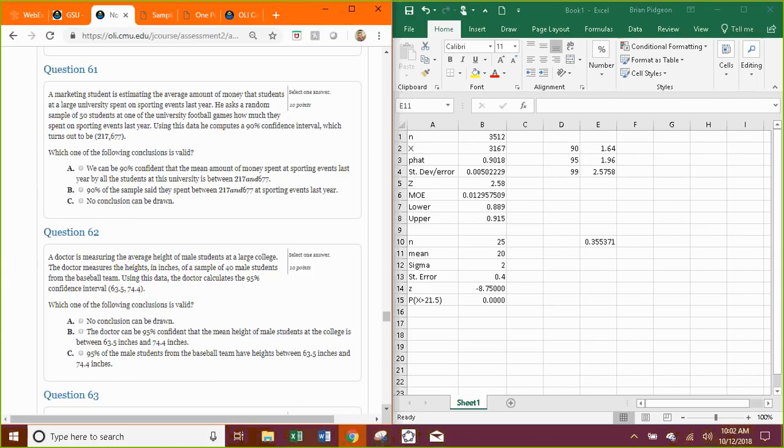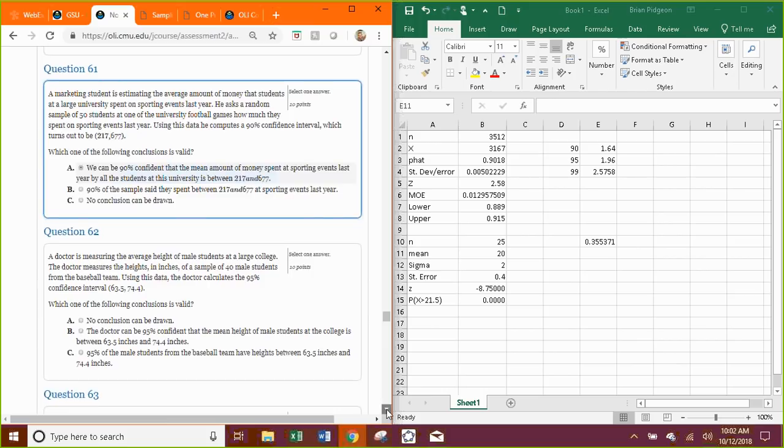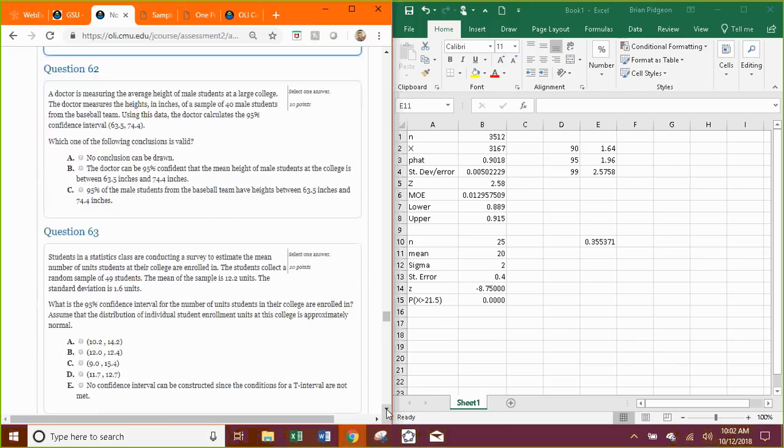Which of the following conclusions is valid? We can be 90% confident that the mean amount of money spent at sporting events last year by the students at the university is in that interval; 90% of the sample said; or no conclusions can be drawn. I'm going to say we can be 90% confident. It's random. He asked 50 students, yeah.